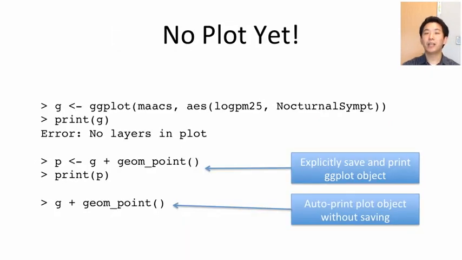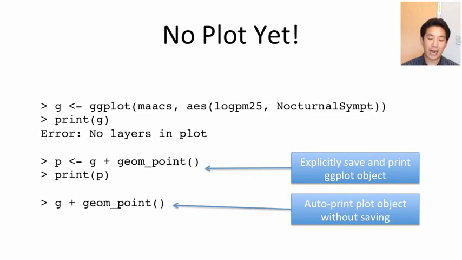Now, the important thing to realize is that I haven't made a plot yet. If you run this code, there will be no picture on your screen. If I say print g, I immediately get an error saying there are no layers on this plot. What does that mean? It doesn't know how to draw the data yet: it doesn't know if you want points, lines, tiles or other kinds of polygons or shapes. So it doesn't have enough information to draw the plot.